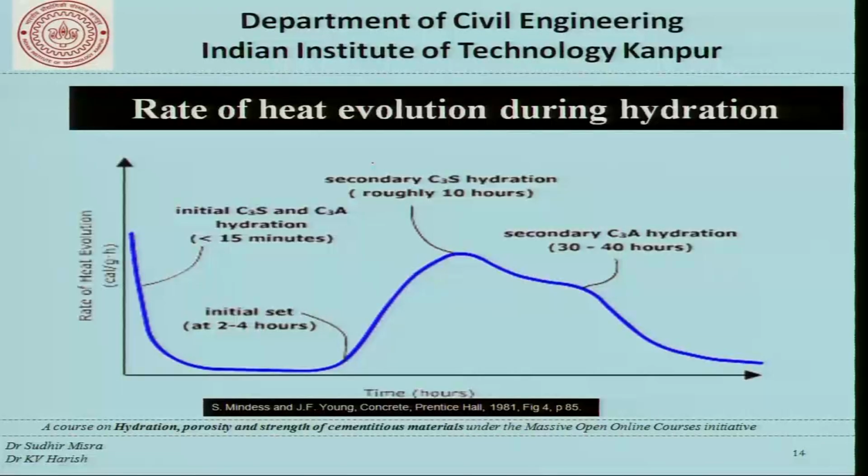This again is another representation of more or less the same things, which says that in the initial part we have the initial C3S and C3A hydration and that takes place within the first 15 minutes. Then we have a process where the hydration is dormant, and we have an initial set in about 2 to 4 hours, and then we have secondary reactions or the secondary hydration of C3S, which carries on for about 10 hours, and then we have secondary C3A hydrations for about 30 to 40 hours and so on.